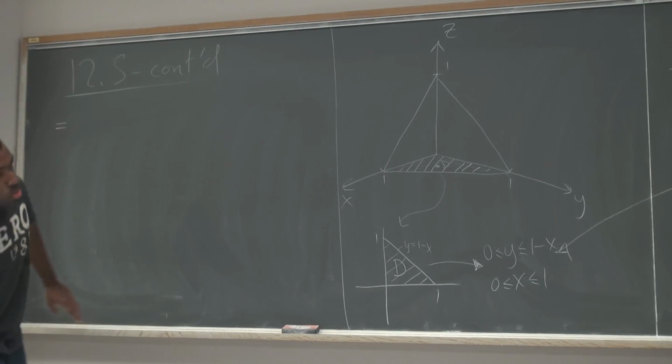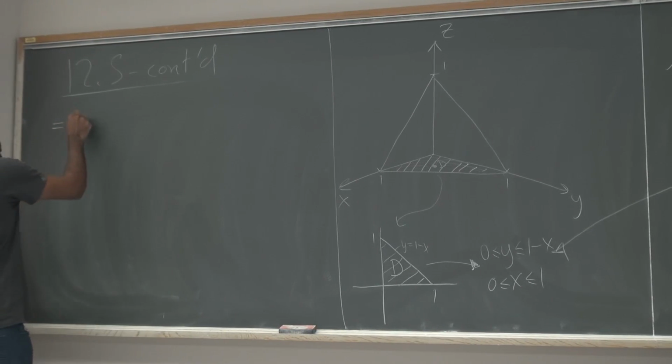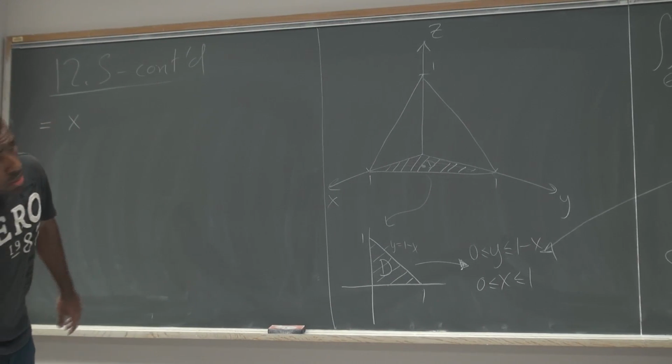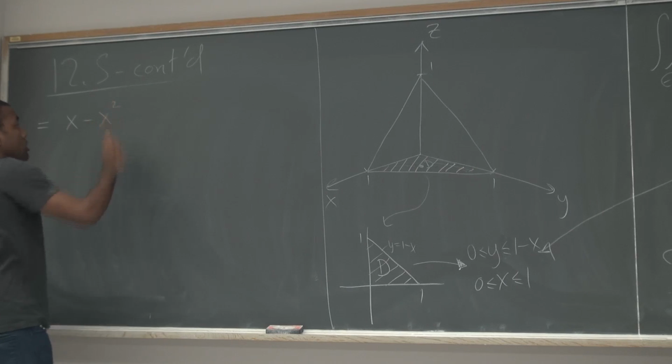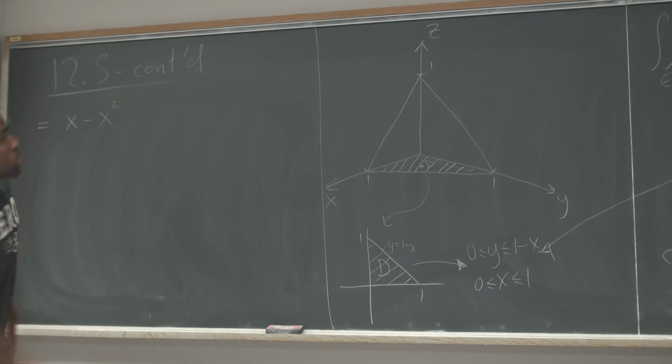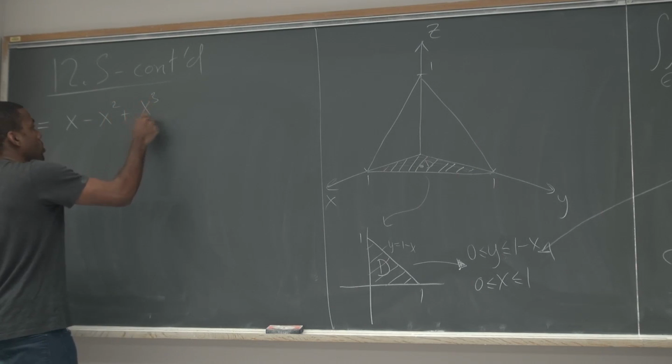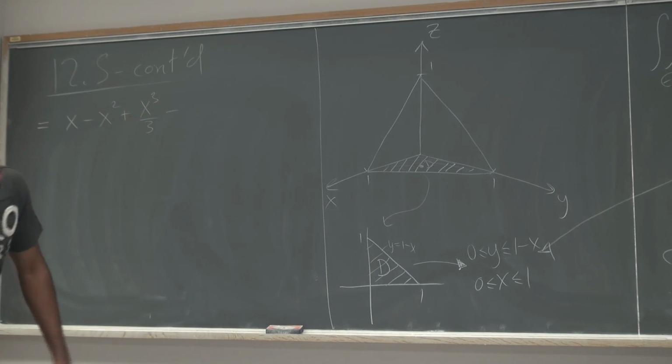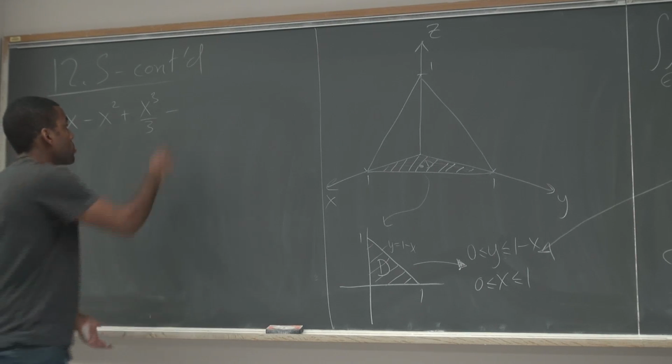Equals, so we integrate that with respect to x. The integral of 1 is x. The integral of 2x is x squared. The integral of x squared is x cubed over 3. What's the integral of (1 minus x) squared over 2? Plus (1 minus x), from 3 to 6.